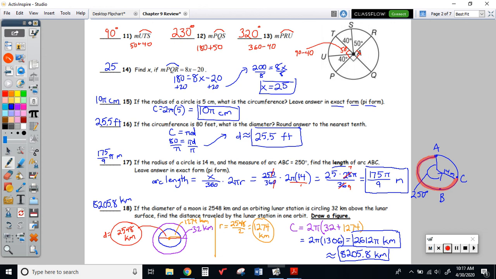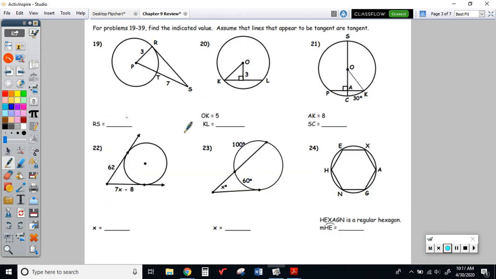Let's take a look now at number 19 through 24 will be on this slide. I see a lot of right triangles for those first three, so Pythagorean Theorem looks like it might be coming into play for these ones. Let's take a look at 19. So we've got, assume that the lines that appear to be tangent are tangent. That's pretty important on this one here. So this looks like it's tangent, so you can make that assumption that it is, and if a line is tangent to a circle or a segment is tangent to a circle, that means it's perpendicular. That was a theorem that we discussed earlier.